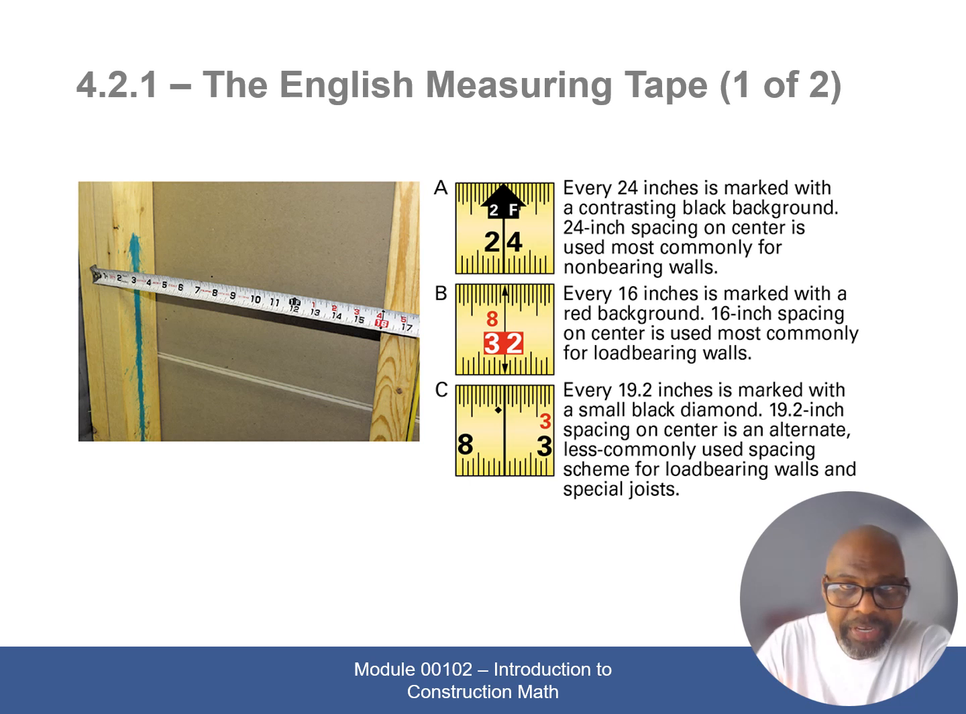Now, every 19.2 inches is marked with a small black diamond. And you can see it right there. And here's the reason for the small black diamond. 19.2 inches spacing on center is an alternative, less common spacing scheme for load-bearing walls and for special joists. So just in case you build that way or an architect wants to build that way, it's there to help identify those spaces very quickly. You can look at it and be able to make marks extremely fast.